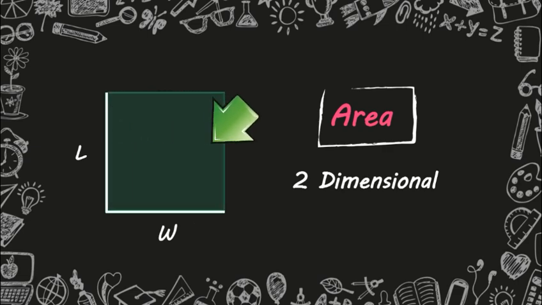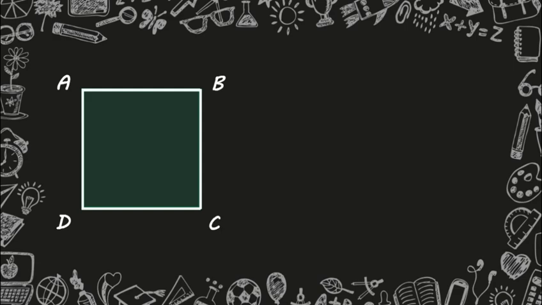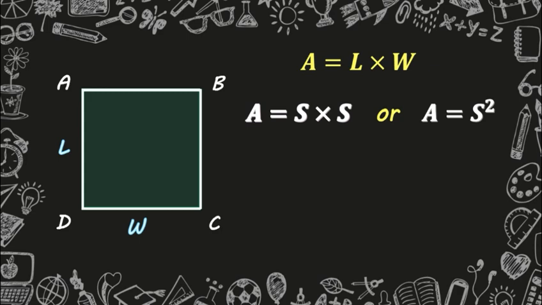So if I have a square, let's call it ABCD, and I want to find the area, all we have to do is multiply its 2 side dimensions together. They are usually called the length and the width. So the formula looks like this: A for area, L for length, W for width. But we know that all the sides of a square are equal. So the area of a square can be A equals S times S, or S squared.